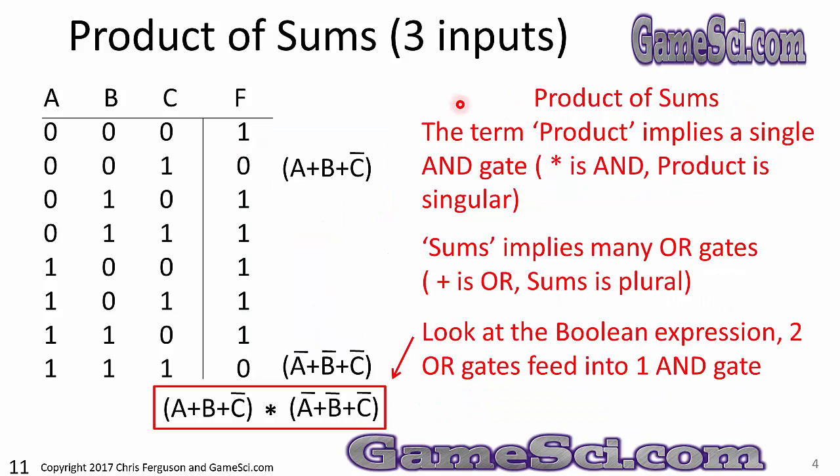Product of sums. The term product implies a single AND gate. The asterisk is AND. Product is singular. I need one AND gate. Sums implies many OR gates. The plus symbol in Boolean algebra is OR. Sums is plural. I need multiple OR gates. Look at this Boolean expression. Two OR gates feed into a single AND gate.